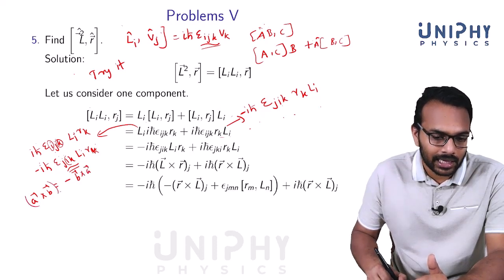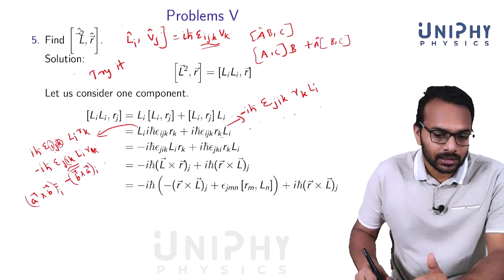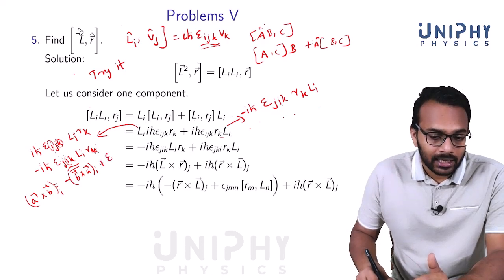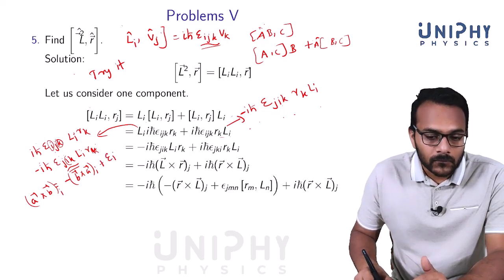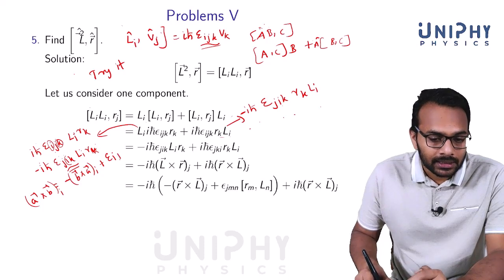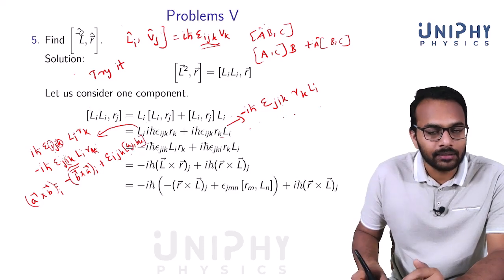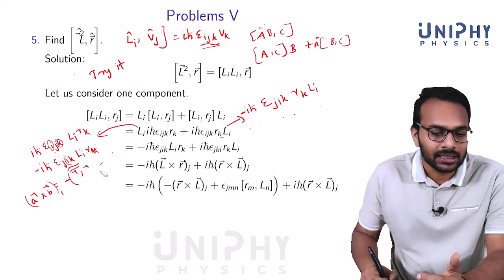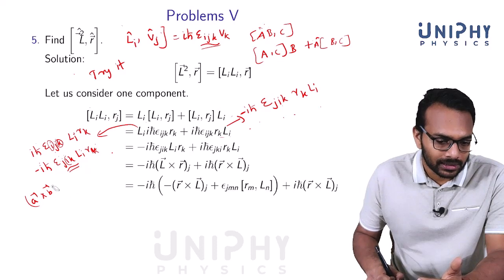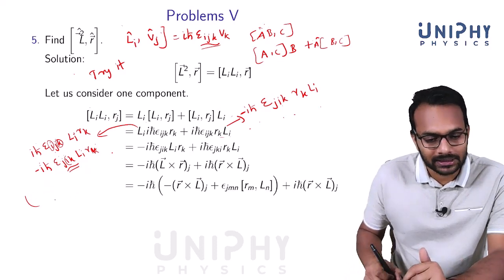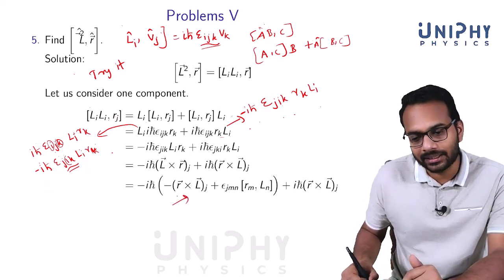The ith component, plus epsilon ijk a_j b_k. This is the relation that we saw already in one of the previous problems. So we just use that and write it like that.